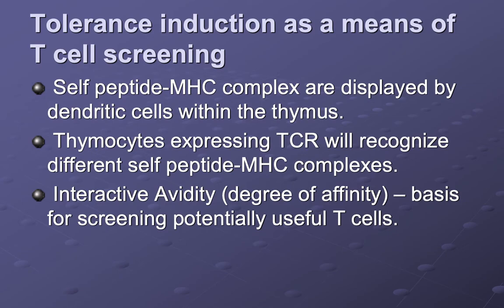So we expect it's a fundamental process and that process is really going to be very active compared to the other events involved in the selection process. So for the screening of potentially useful T cells with functional TCRs, a phenomenon called interactive avidity will serve as a basis. So the degree of affinity of our TCR with certain antigens will be the basis.